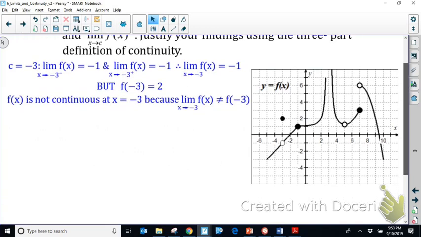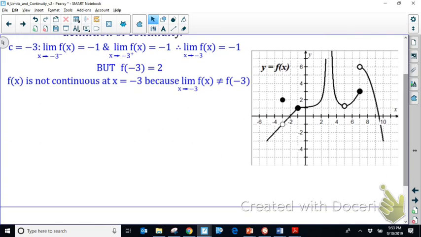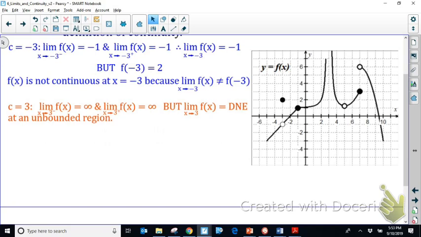So now we're going to try to evaluate it for c of 3 or x of 3, however you want to think of it. And looking at the graph, we have a vertical asymptote, it looks like. Well, how do we actually use the definition to show why it's not continuous? So evaluating the function for c of 3, the left-hand limit and the right-hand limit both go to infinity. However, as we've discussed in previous lessons, the limit does not exist at an unbounded region. So the general limit does not exist at the vertical asymptote.